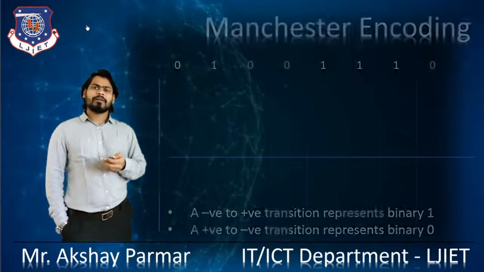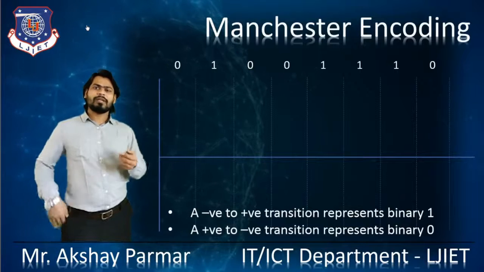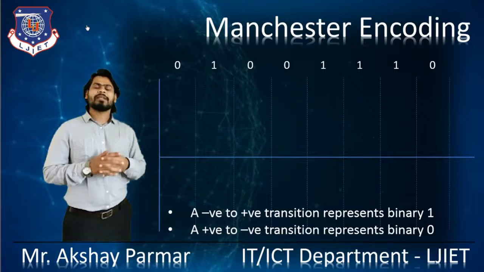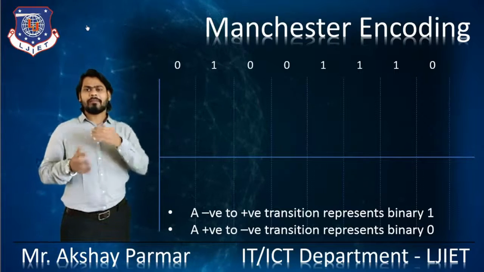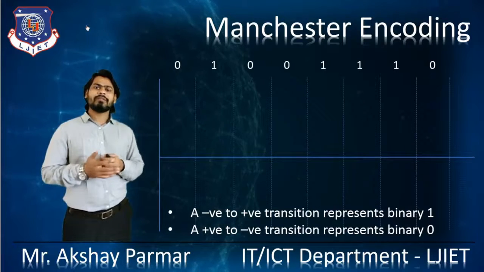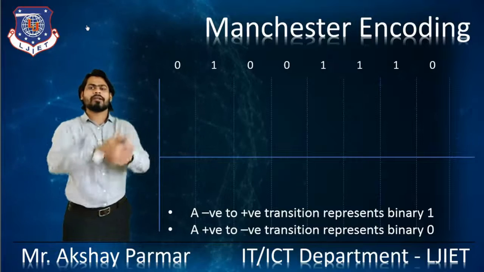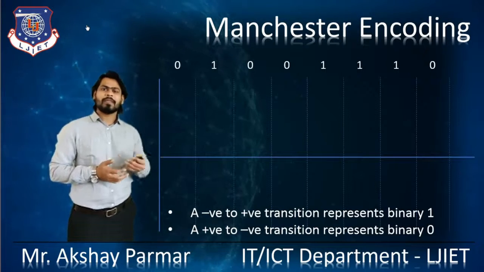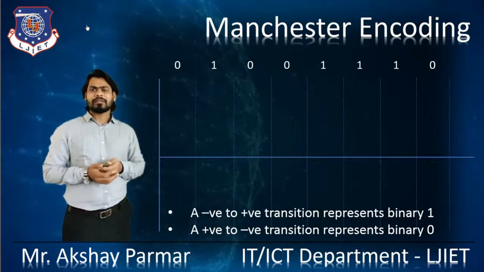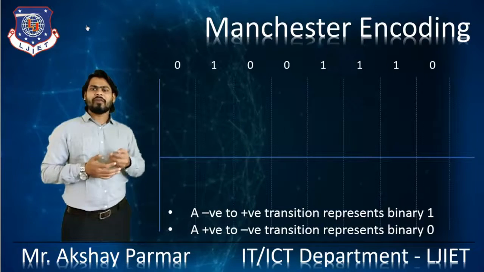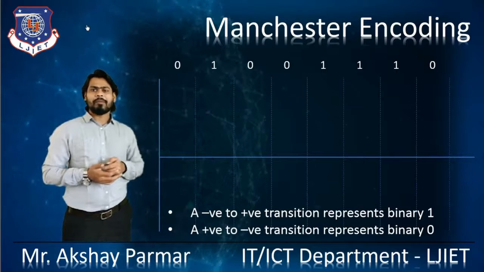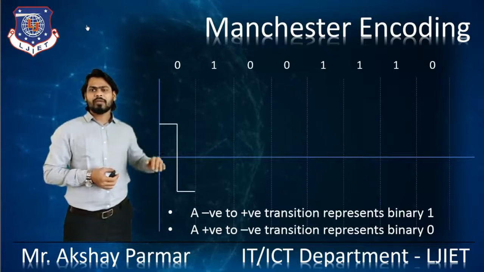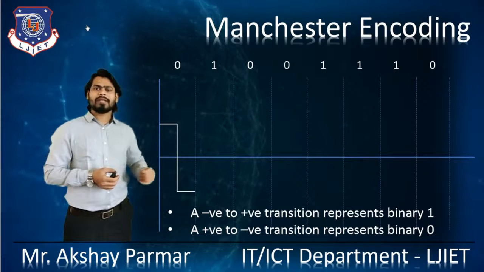Let's see its bit representation. In the Manchester encoding, the positive to negative voltage transition represents the binary 1, and the negative to positive transition represents the bit 0, right? So here we will represent the bit sequence 0 1 0 0 1 1 0. To represent the bit 0, we follow the positive amplitude to the negative amplitude transition, positive to negative.